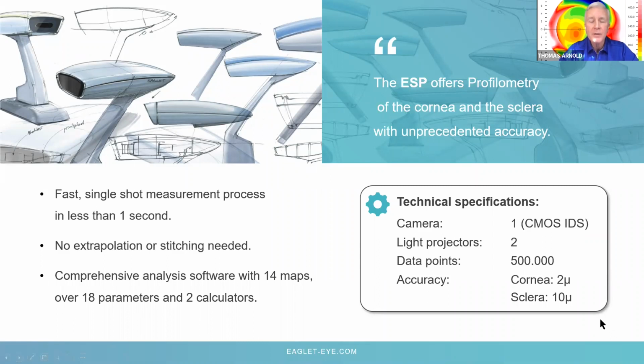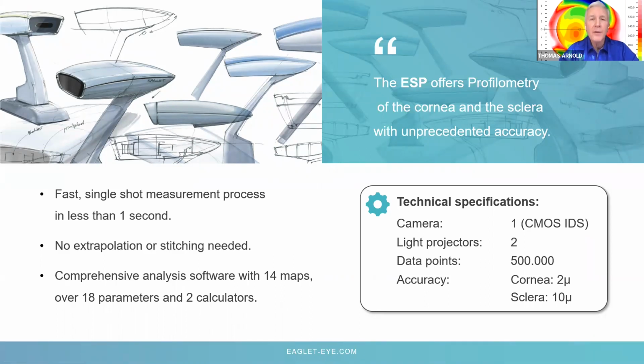Again, we talked about 500,000 data points with an accuracy of 2 microns in the cornea and 10 microns in the sclera. Very, very tight tolerances for this. And the other thing that really sets the Eaglet ESP apart from some of the other options in the marketplace today is that it works with a variety of lenses.